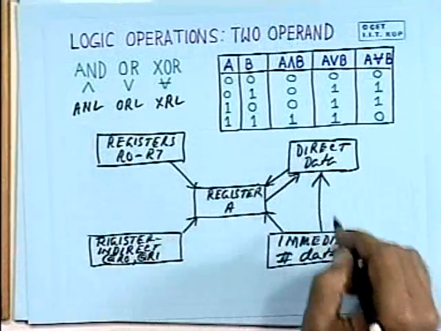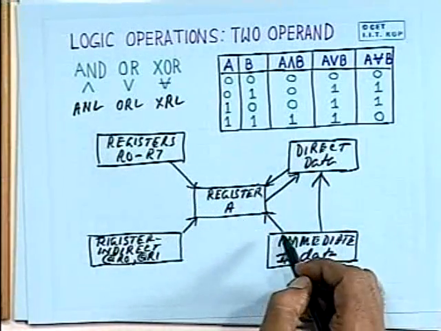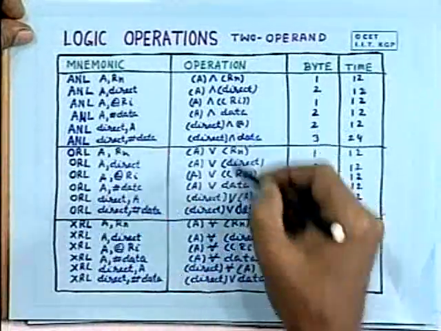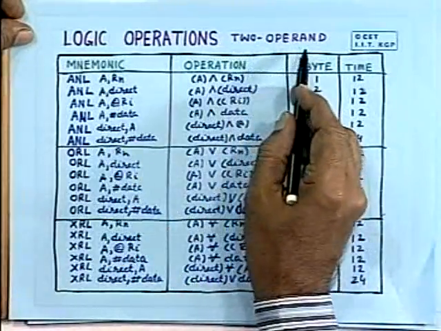So, this diagram summarizes the various logical operations which are shown in this table. This table shows all the instructions, logical operations, which are essentially two operand.